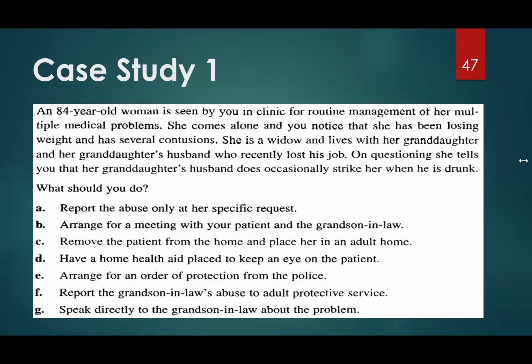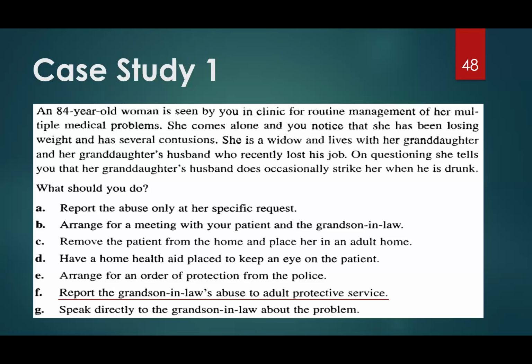Very good. Yes, the correct answer is F. Reporting the grandson-in-law's abuse to the adult protective services. Here, you can report to the adult protective services and you have legal immunity to do so. Okay.